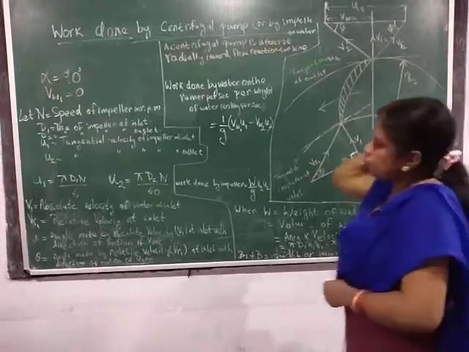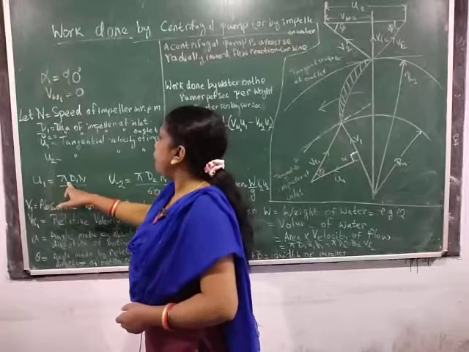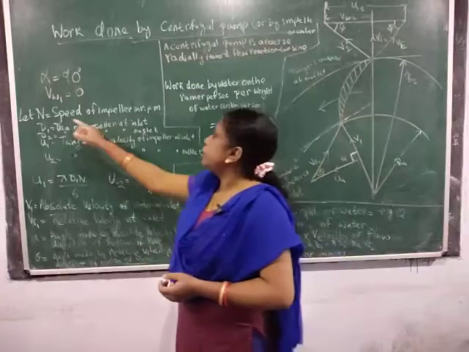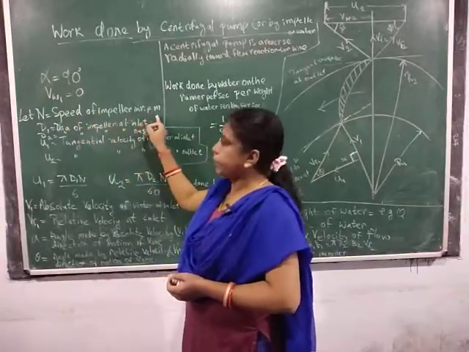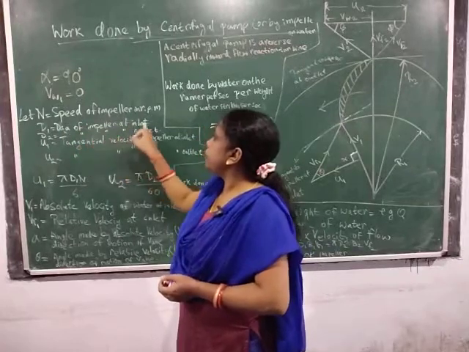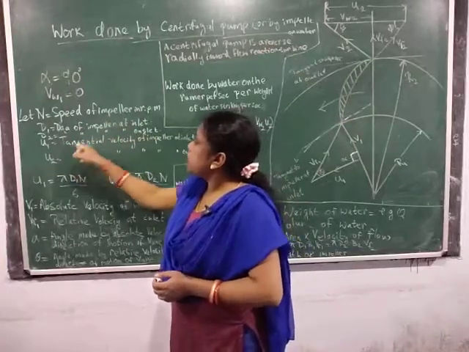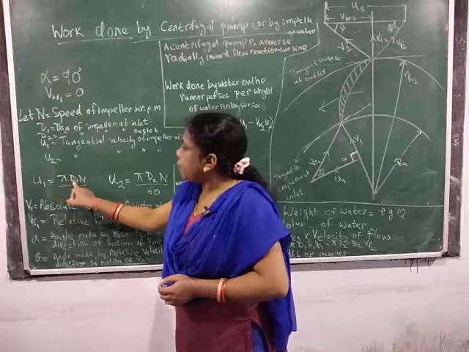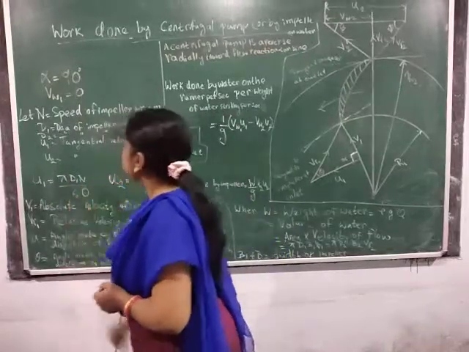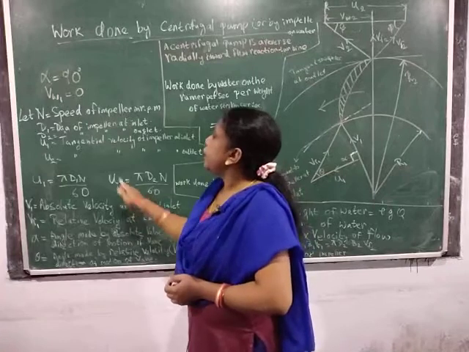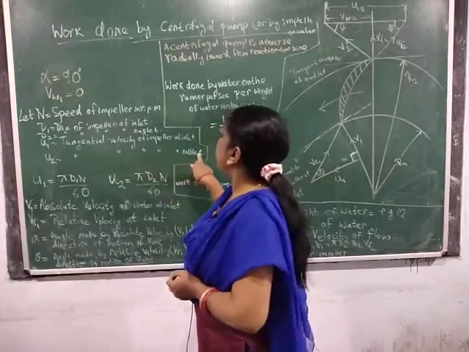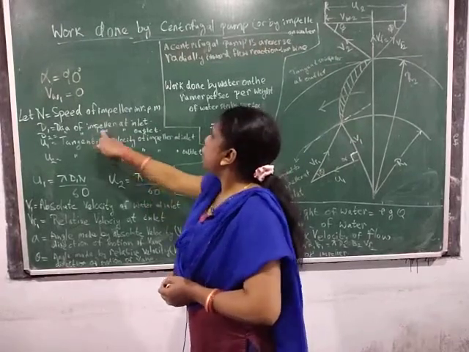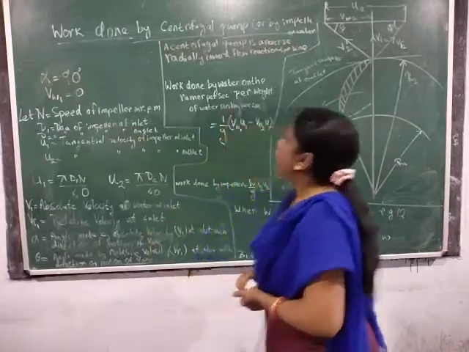Next, as you know, U equals pi d n by 60, as we have already seen in the case of the turbine. If n is the speed of the impeller in rpm and d1 is the diameter of the impeller at inlet, then U1, the tangential velocity of the impeller at inlet, is equal to pi d1 n by 60. Similarly, U2, the tangential velocity of the impeller at outlet, is equal to pi d2 n by 60. Here d2 is the diameter of the impeller at outlet.